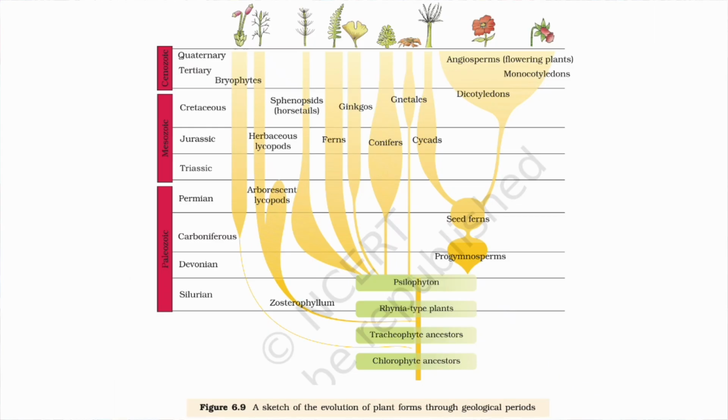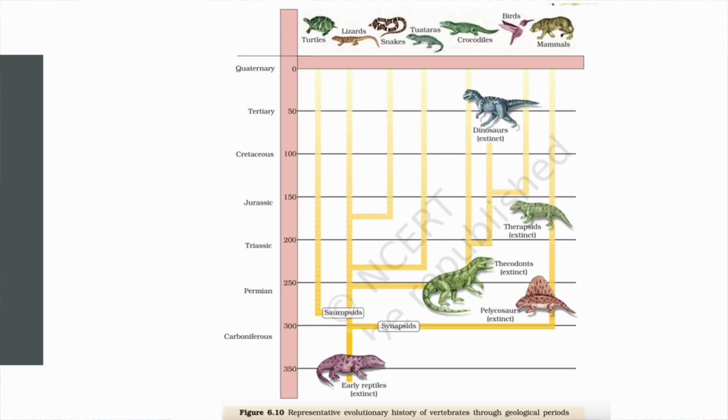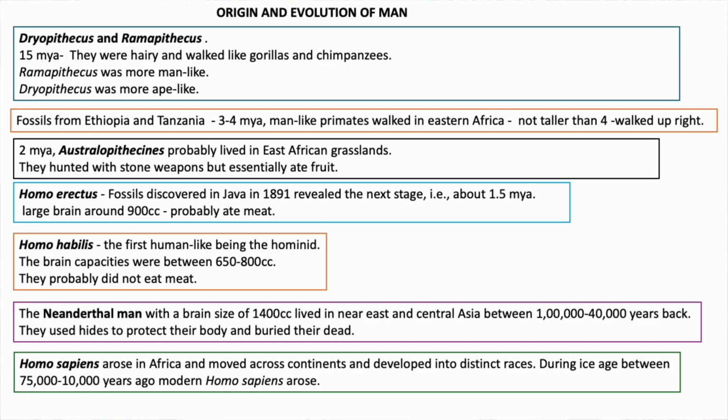Learn the two cladograms given in the textbook, a sketch of evolution of plants and the representation of evolutionary history of different vertebrates. Different geological time scales and the different eras are being represented in this cladogram. Learn of all of them.